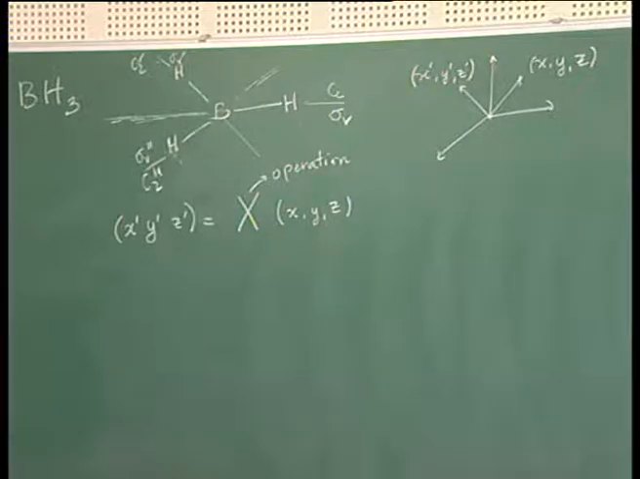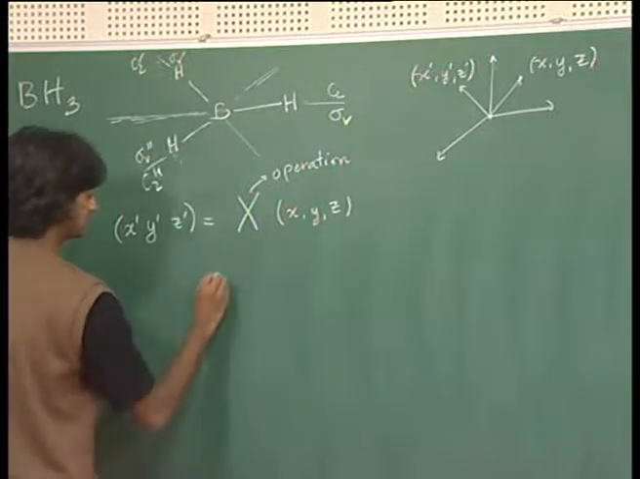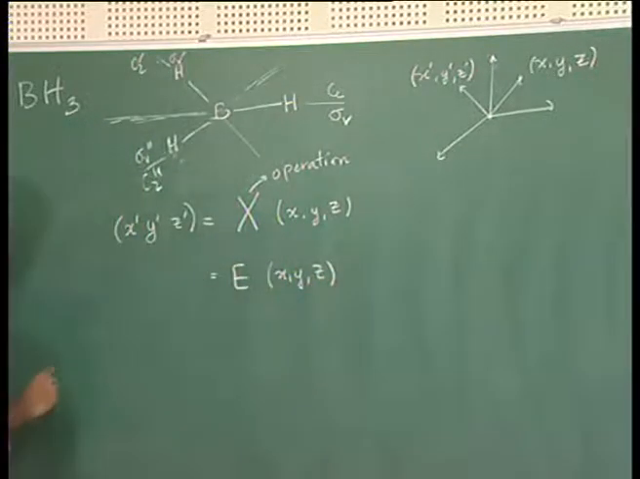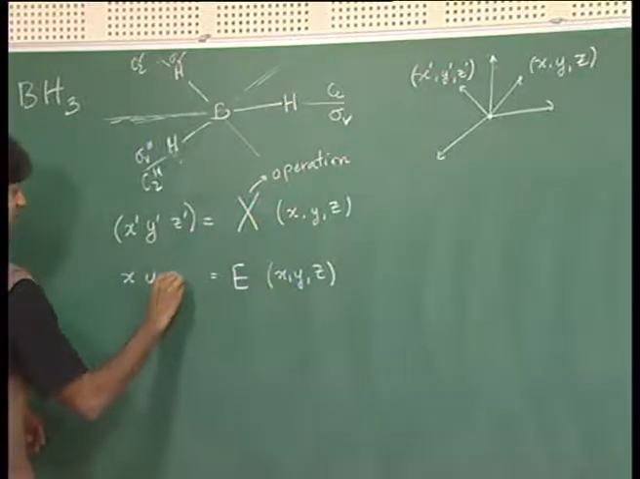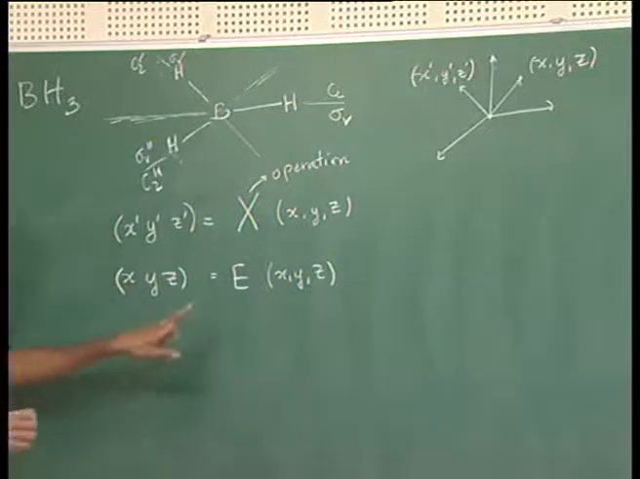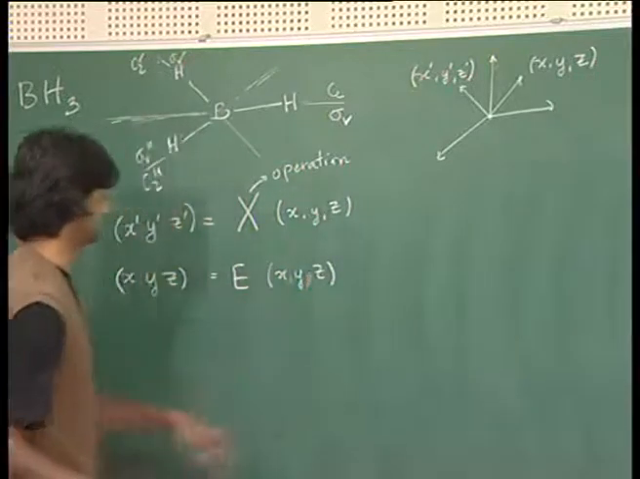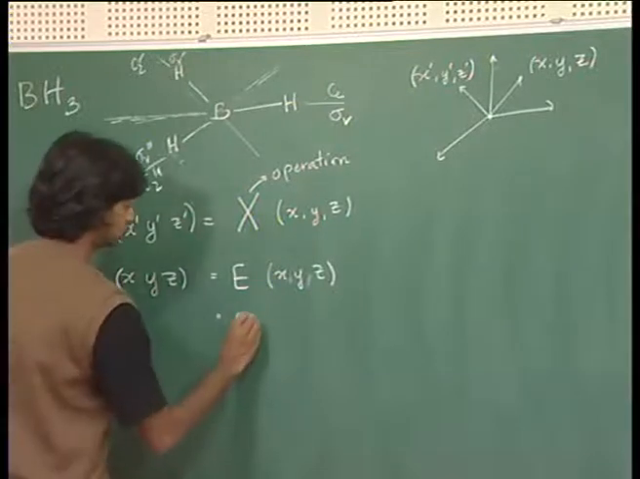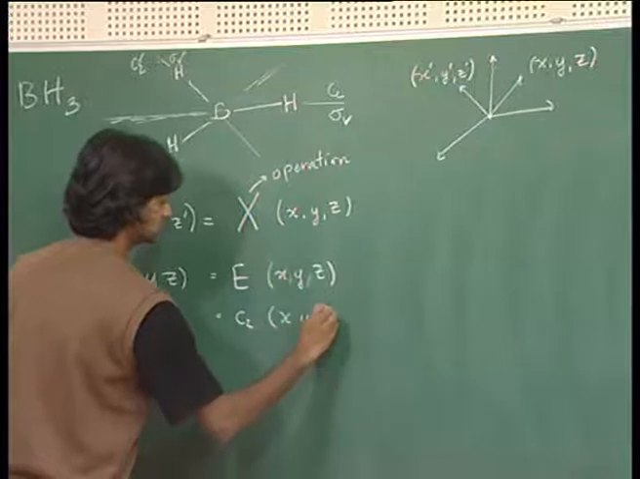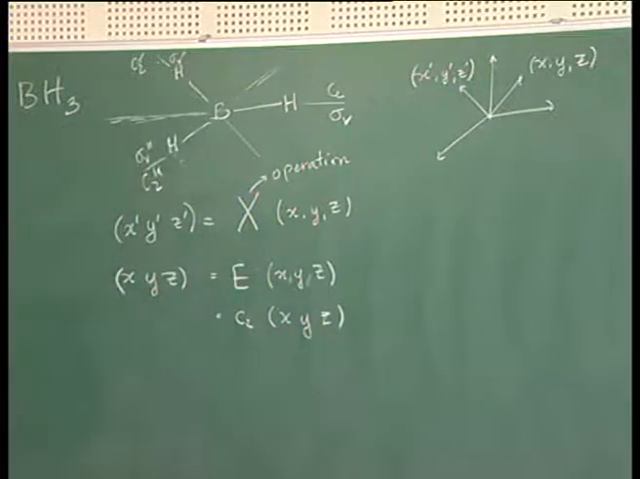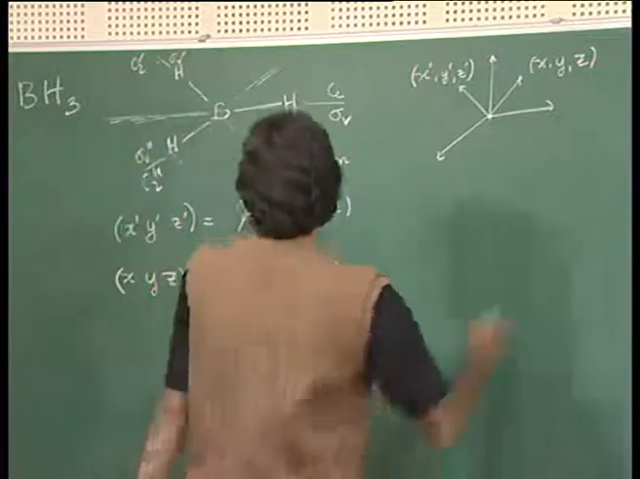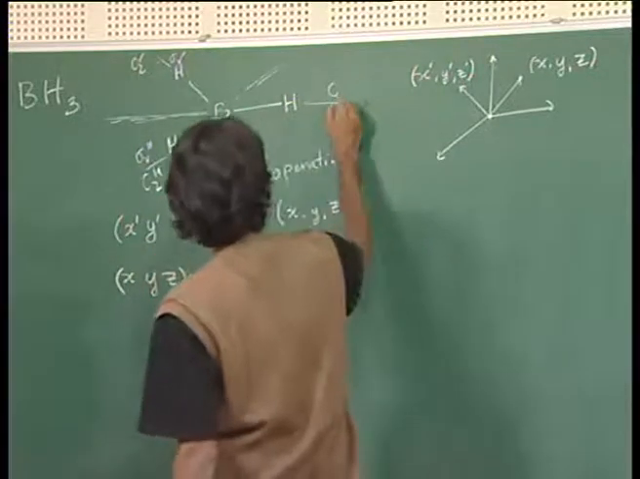So let's take some examples. Suppose the operation is E. So E operating on x, y, z will give you the same point, x, y, z. Usually the commas are not put when you write this. So x, y, z goes to x, y, z under E. What about C2? If I do C2 of x, y, z, you are taking an arbitrary point, and when you rotate it, let's call this the x-axis.